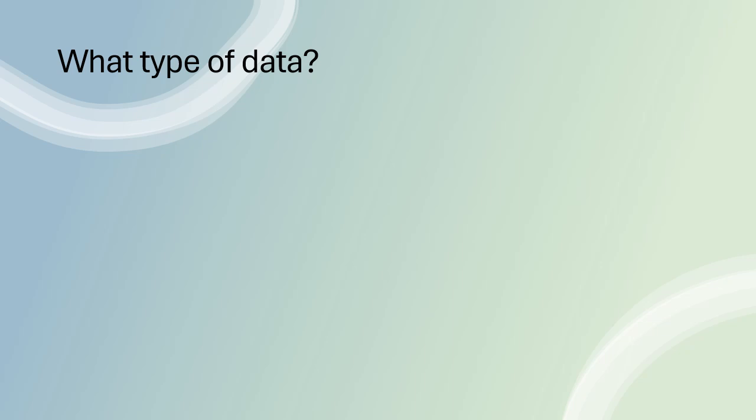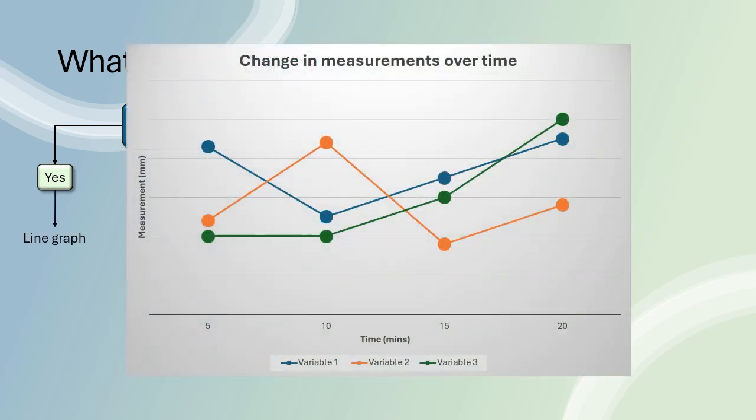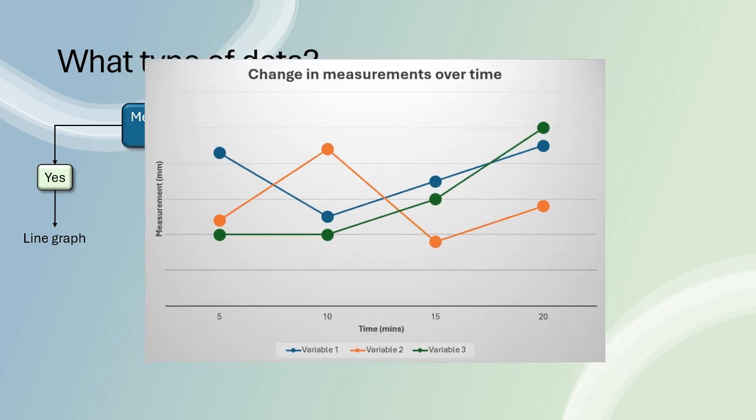First, let's start by asking whether we have measurements taken over multiple time points. If we do, then we're most likely going to opt for a line graph. This will allow us to easily see how our data has changed over the course of the experiment.